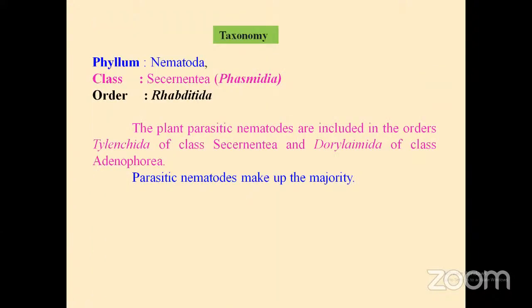This is the taxonomy of nematodes. Secernentea, Phasmidia. This is the latest taxonomy. Generally, Tylenchida is one of the important orders where all the plant parasitic nematodes are included.